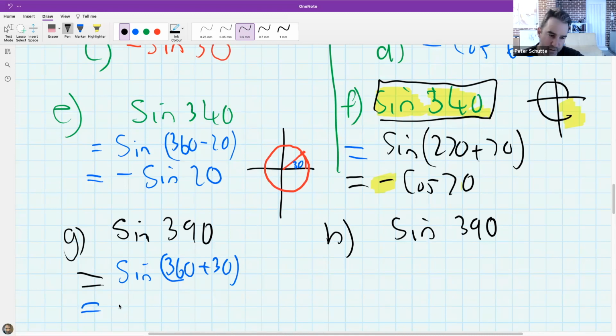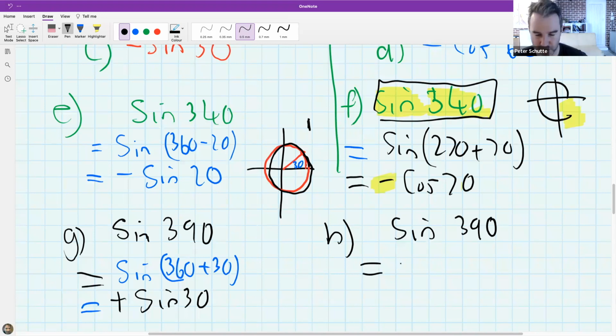So the answer for G is negative sine 30. Okay, and I totally agree with the sine 30, but the negative I disagree, because what quadrant is sine 390 in? Is it quadrant 2 or 3? No, it's quadrant 1 because it goes the whole way around and then it comes into quadrant 1. So it's plus sine 30. Okay, perfect. Now, what about the second one? This is off the nearest vertical axis. What's going to be the nearest vertical axis? It's a bit tricky.